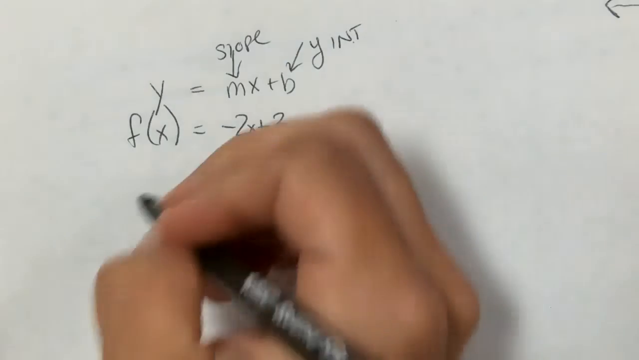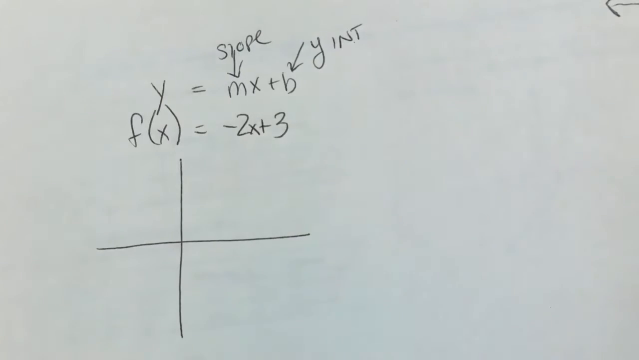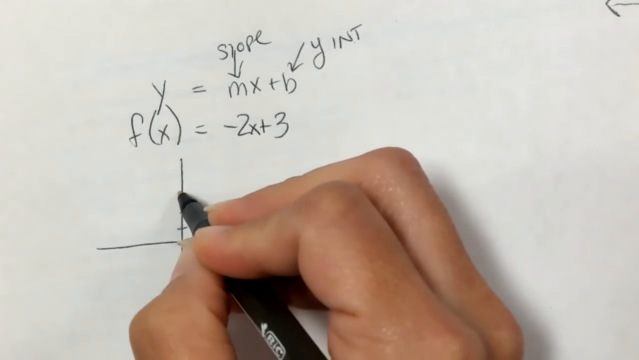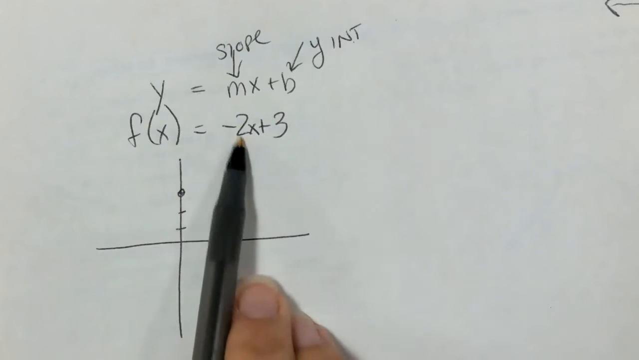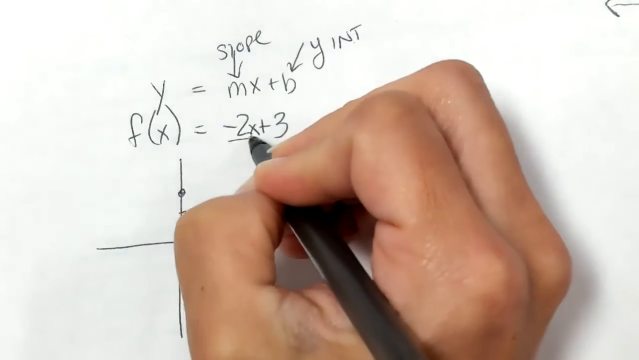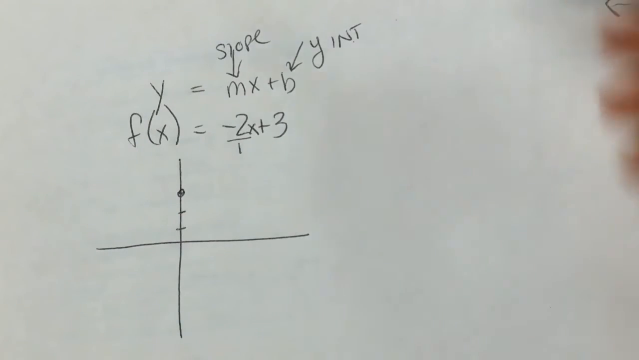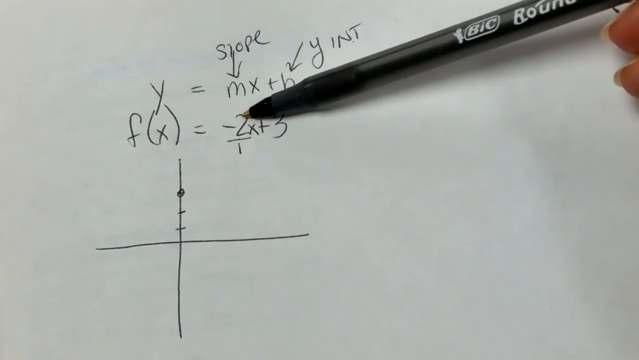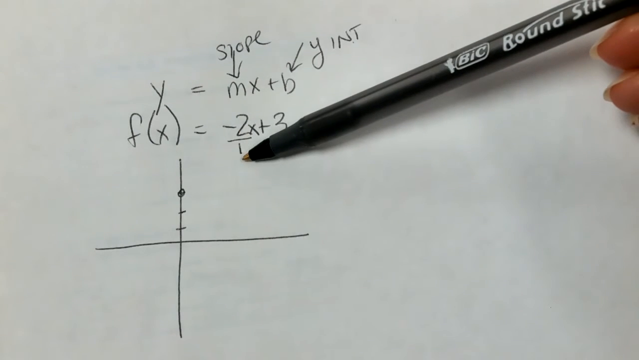So if we were to graph this, it would look something like this. We would cross the y-axis at 3: 1, 2, 3. Our slope would be down 2 to the right 1, because looking at your slope, put it over 1 so you have a fraction, and it's rise over run, and it's a negative. So we're going to go down 2 and to the right 1.